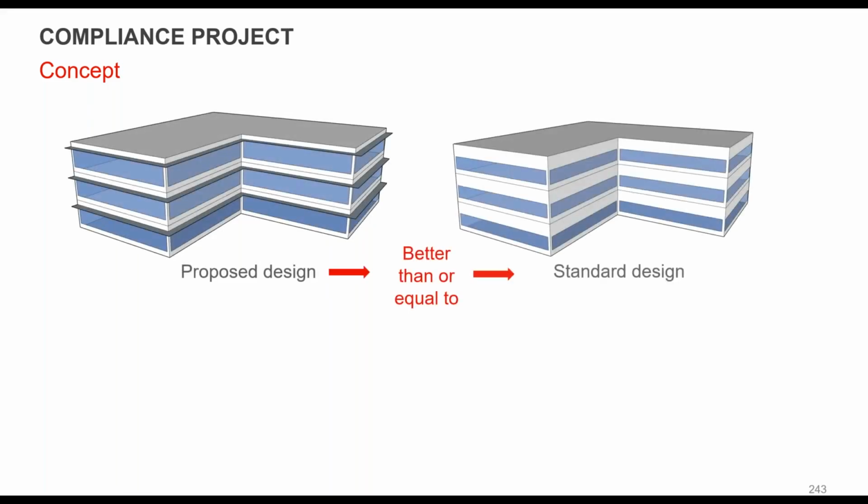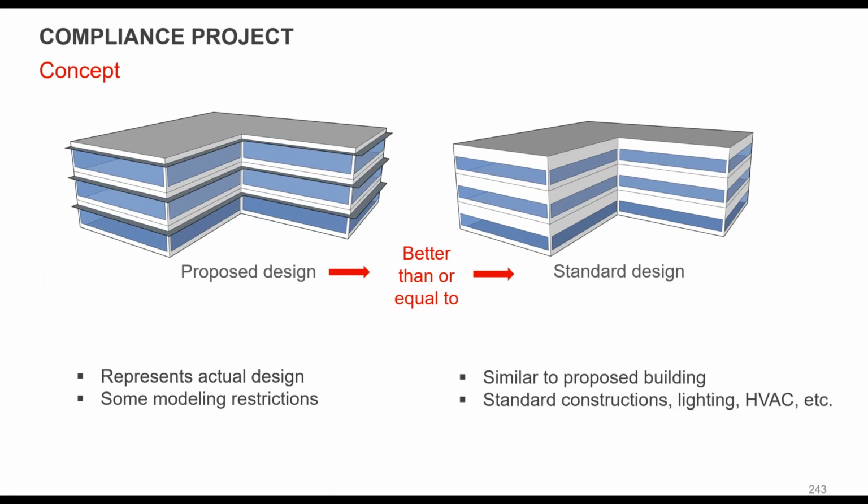So compliance. The concept is we start with a proposed design, and its performance, whatever metric you're using, has to be better than or equal to the standard design. The proposed design is the actual design. There are some modeling restrictions, so you can't try to make assumptions that you're better. The standard design is similar to the proposed building. It'll have the same sort of shape and everything else, but it may have a limited amount of wall area, as Sam talked about yesterday. Standard constructions, lighting, HVAC, all per the baseline standard.